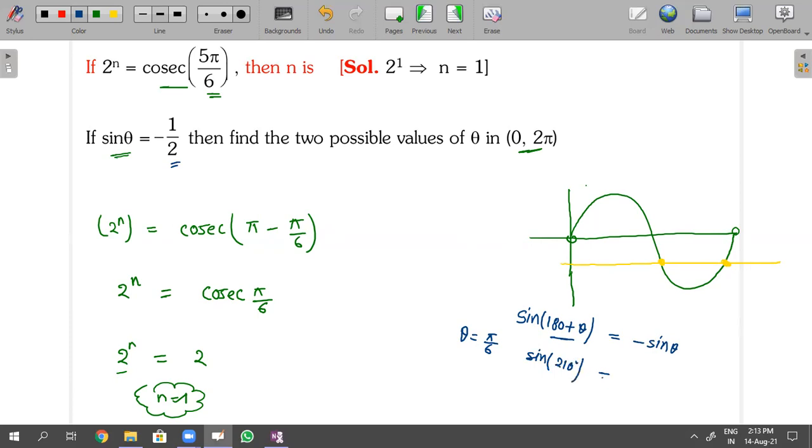Sine 210 will give you the same result as negative cosine 30. What does negative cosine 30 stand for? It is negative 1 by 2. This is for quadrant number 3. Now half of the work is still yet to be done.